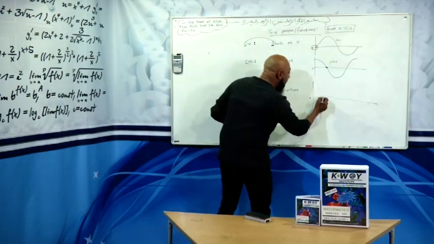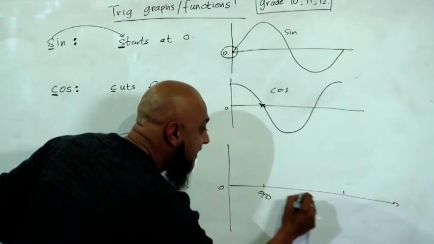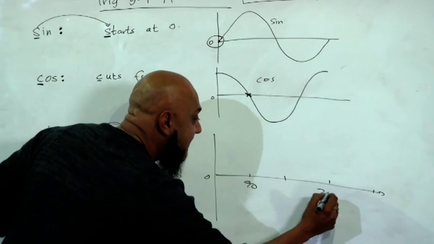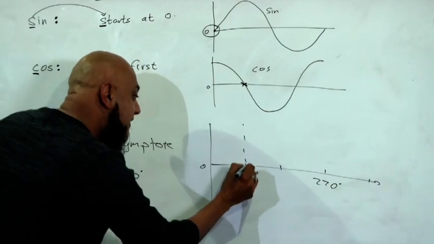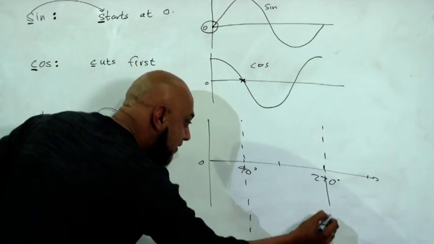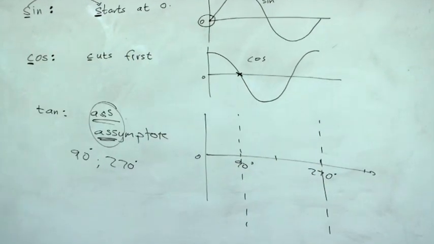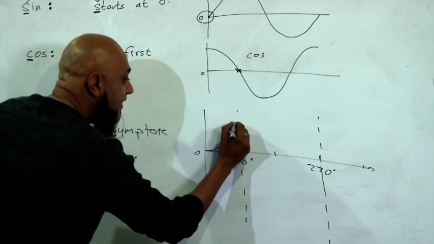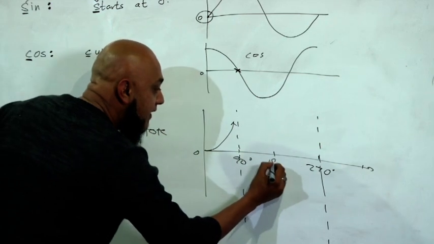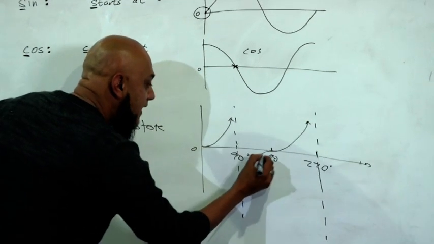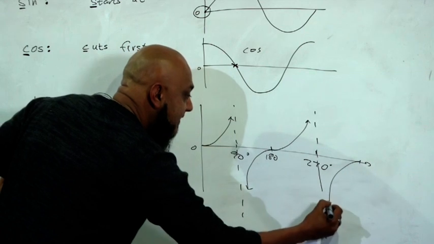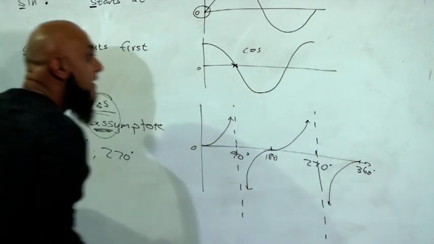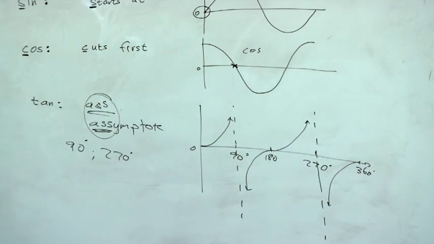So let's go, 90 degrees and 270. That's 90, 180, 270, 360. So at 90 and 270 are your asymptotes. These are your two lines which your graph will never touch. Now it's your tan graph. So it goes from 0 up, 180 up, then 180 down, and 360 down. There we go, guys. That is just the shape of the graphs.